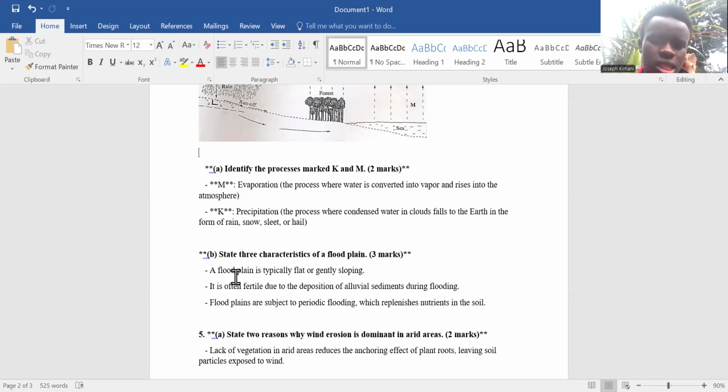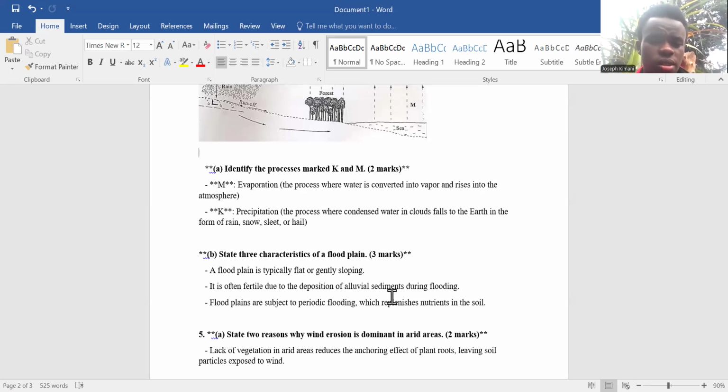Now, in this case, characteristics include that a floodplain is typically flat or gently sloping. That's one characteristic. Then it is often fertile due to the deposition of alluvial sediments during flooding. We are getting sediments from many areas, and these sediments will be deposited in one area, and this will cause some fertility, of course. And then the other one is that floodplains are subject to periodic flooding, which replenishes nutrients in the soil. So periodic flooding is another characteristic of floodplains. Now on to the next part of the question.